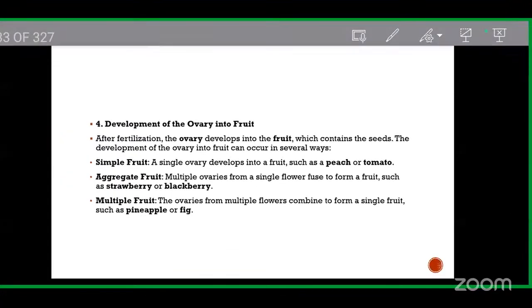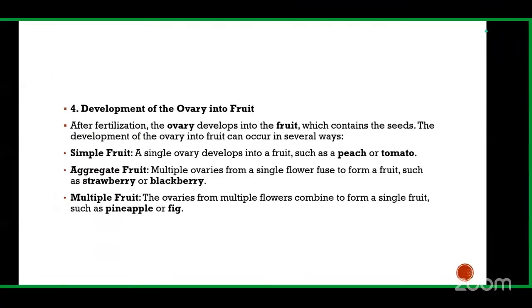This is the development of ovary into fruit. So after fertilization, the ovary develops into the fruit which contains the seed. Okay, the ovary will develop into fruit and it contains the seed. The development of the ovary into fruit can occur in several ways. So simple fruit: a single ovary can develop into a fruit such as peach or tomato. Then aggregate fruit: multiple ovaries from a single flower fuse to form a fruit such as strawberry or blackberry. Means multiple ovaries from a single flower will fuse to form a fruit. That is known as aggregate fruit.